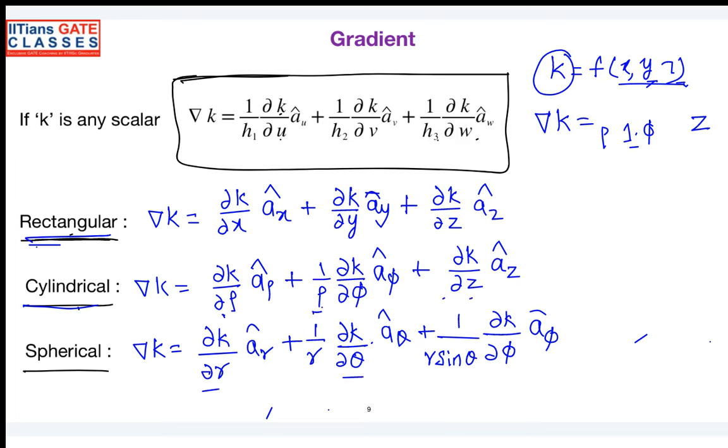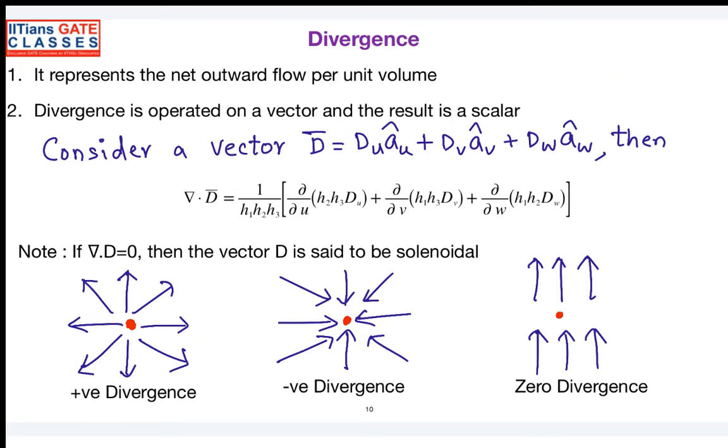What does the divergence represent? The name itself indicates: suppose you have a source like this, and the effect because of this source is radially outwards, I can say that there is some amount of divergence. So the divergence represents the net amount of outward flow from the source. If anything is coming out of the source, you can say there is some amount of divergence.